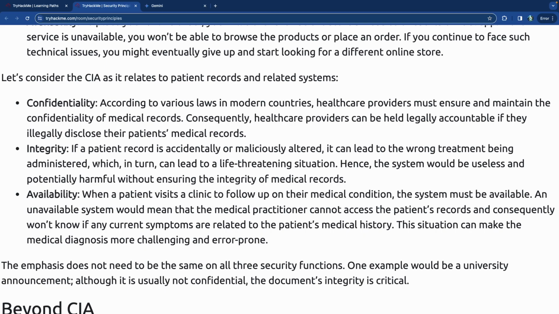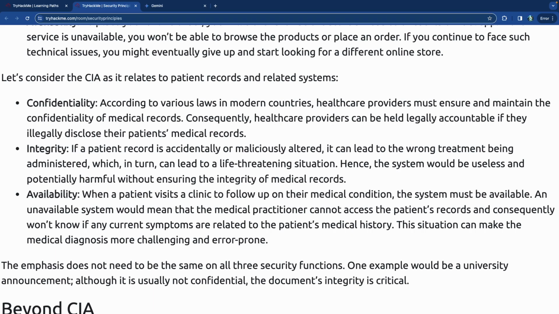Let's look at how it affects patient records and systems related to hosting patient records. So according to various laws in modern countries, healthcare providers must ensure and maintain the confidentiality of medical records. This is called HIPAA. Consequently, healthcare providers can be held legally accountable if they illegally disclose their patients' medical records. The integrity is, if a patient record is accidentally or maliciously altered, it can lead to the wrong treatment being administered, which in turn can lead to a life-threatening situation.